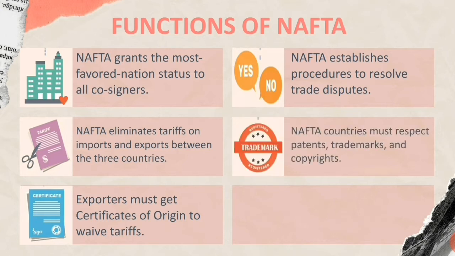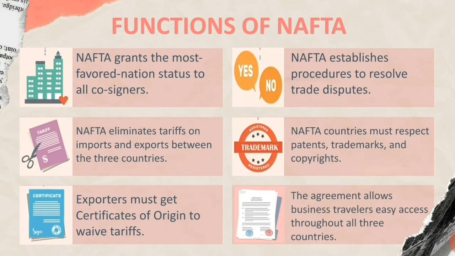Fifth, NAFTA countries must respect patents, trademarks, and copyrights. And at the same time, the agreement ensures that these intellectual property rights don't interfere with trade. Sixth, the agreement allows business travelers easy access throughout all 3 countries. NAFTA has 2 other agreements. First, the North American Agreement on Environmental Cooperation, where it supports the enforcement of environmental laws. Second, the North American Agreement on Labor Cooperation, where it protects working conditions.